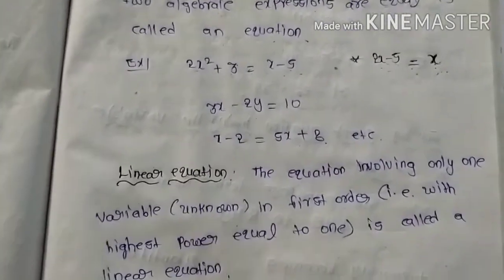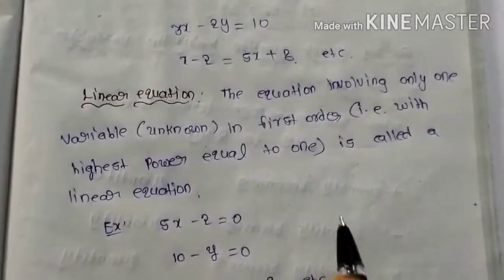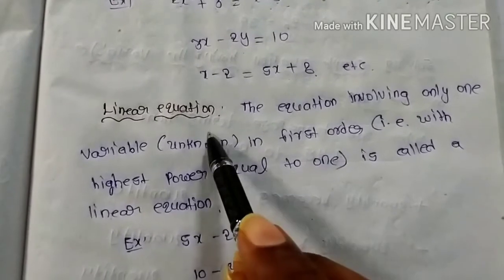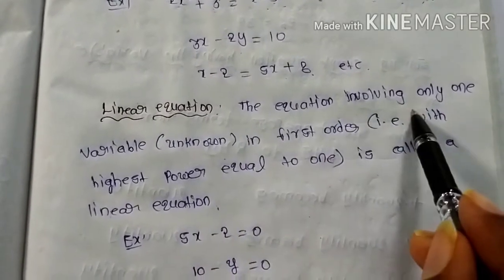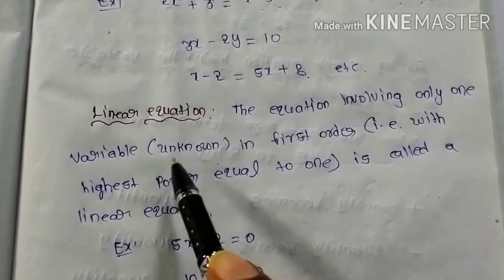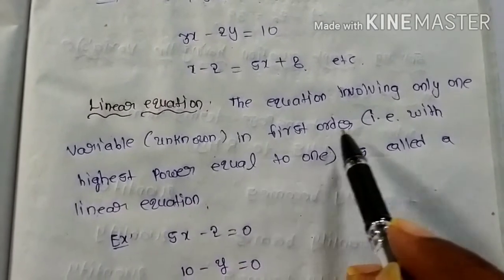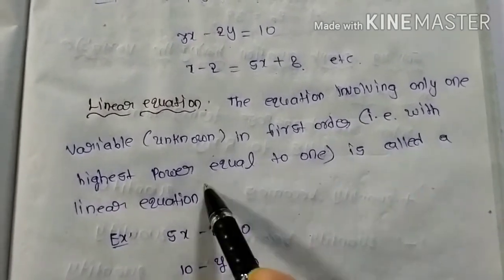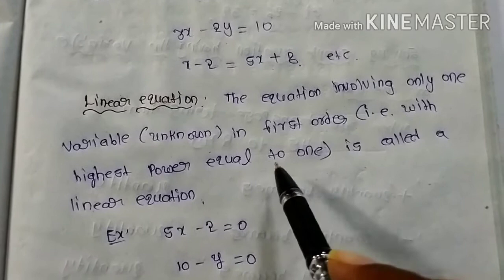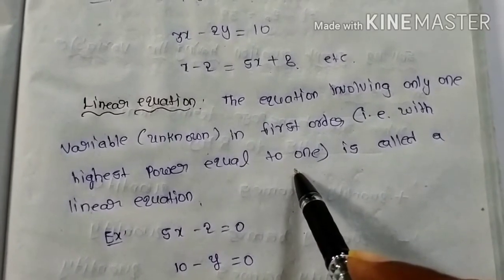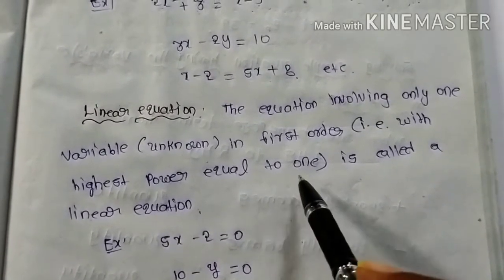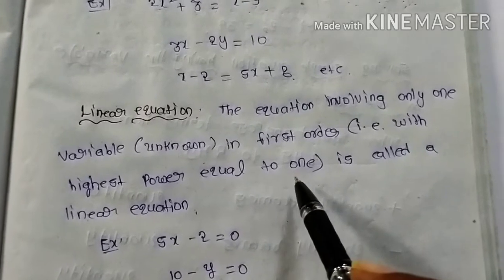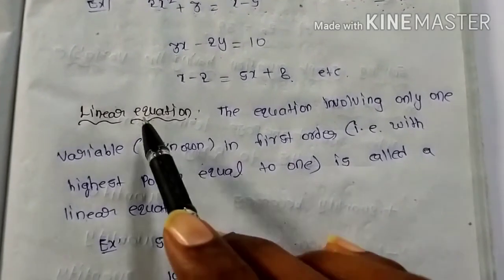Next one, linear equation. A linear equation means an equation involving only one variable, the unknown, which is in first order, that is with highest power equal to 1. If I take x square, what is the power here? X power 2. That means it is not a linear equation. If it is x power 1, then it is a linear equation.